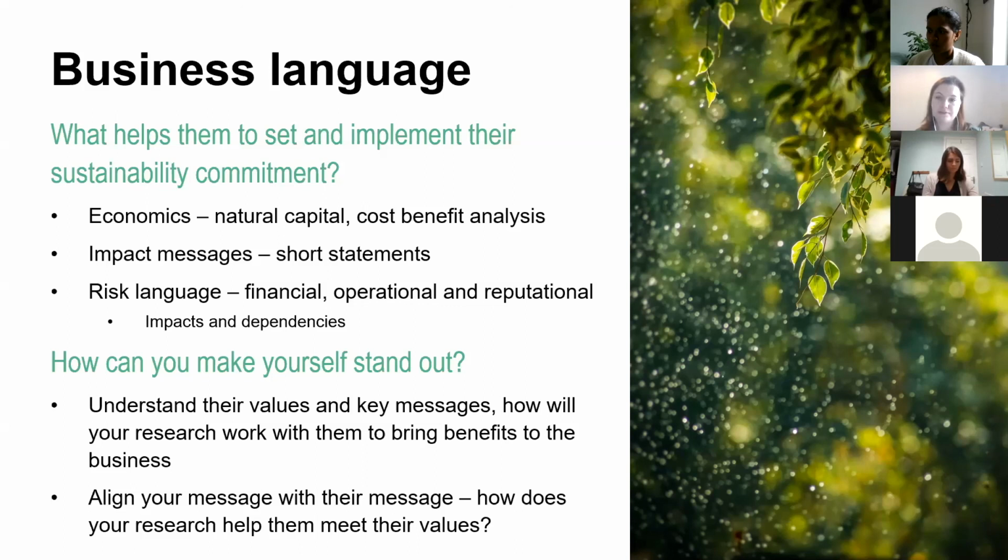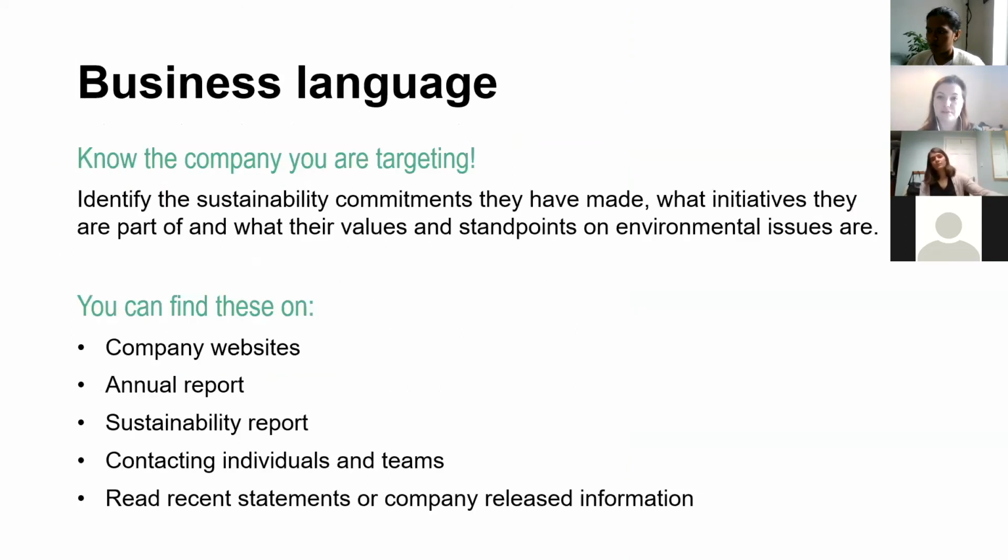And then you have to make yourself stand out in a particular way to get engaged in the first place, and understanding their values and key messages and how your research works with them, and aligning your message with their message. So you can start to do this by knowing particularly the company you are targeting. So they'll have websites and annual reports that you can start to look at to understand their values and what they have committed to. And if you can do this and then start to show how your research helps them meet their targets, that is a great way to get businesses involved, because they will take all the help they can get, particularly if it's cost effective for them.